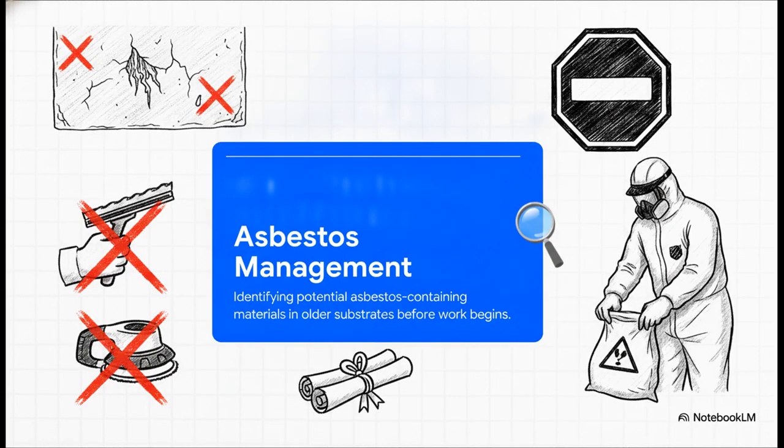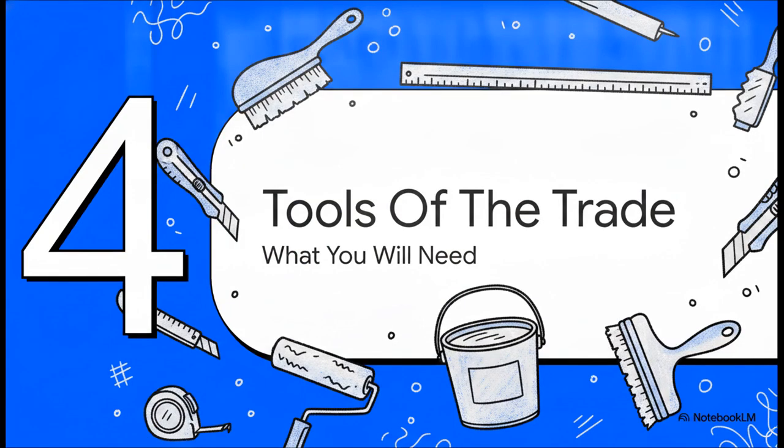Now, a particularly critical part of planning, especially when you're doing renovations on older buildings, is asbestos management. Guys, this is incredibly serious. If you ever even suspect that you're dealing with asbestos-containing materials on an older wall, you must stop work immediately. Do not strip, do not scrape, and absolutely do not sand. The work just halts right there until a professional assessment is completed and safe removal procedures are implemented according to state legislation. No exceptions.